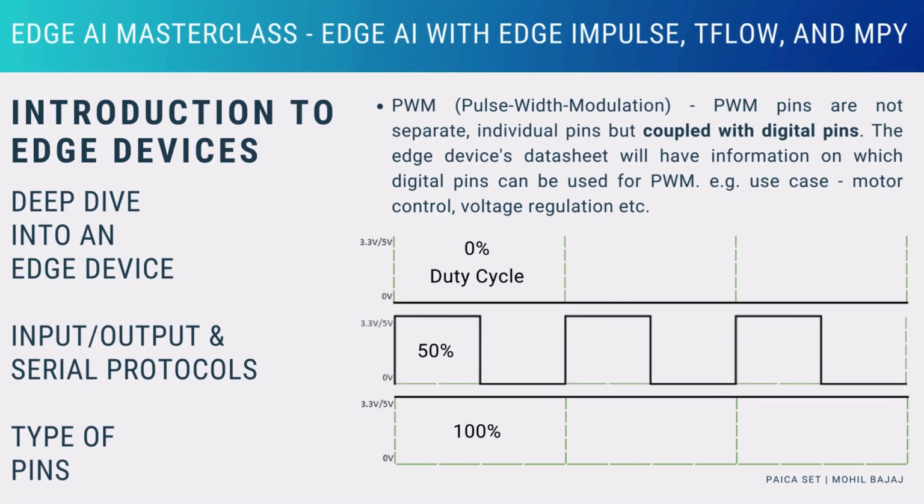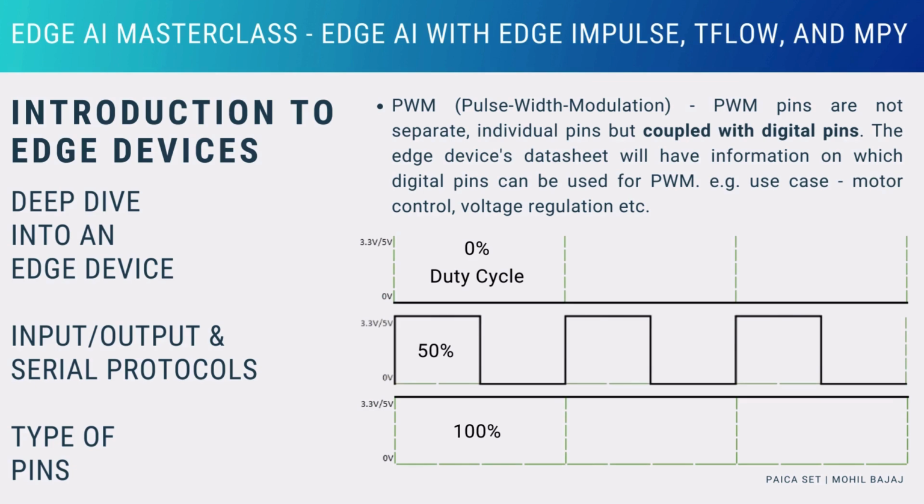If the power is on for 50% of time and off for the rest, it becomes a 50% duty cycle, and the effective output voltage becomes 2.5 volts if the reference voltage is 5 volts, or 1.65 volts if the reference voltage is 3.3 volts, like for Arduino Nano. Similarly, for a 100% duty cycle, the power would be on all the time as shown, and the effective output voltage would simply be 3.3 volts and 5 volts.